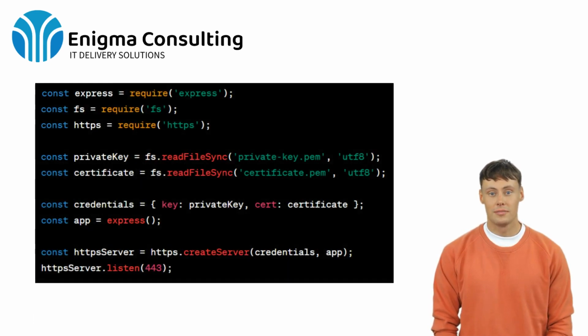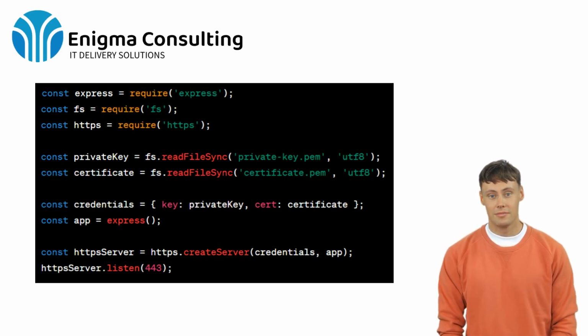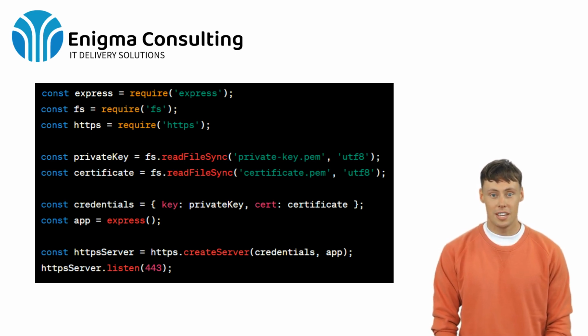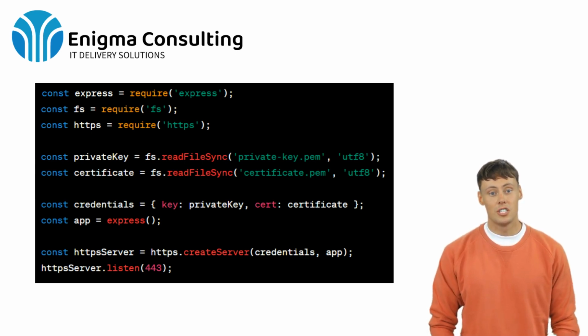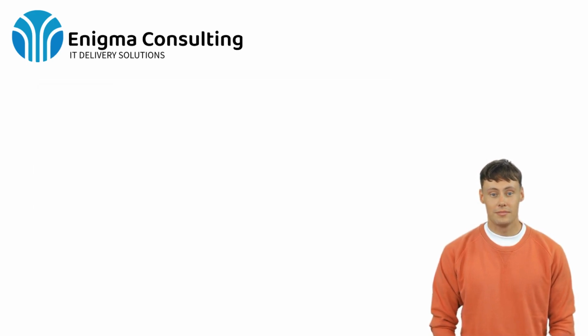Secure transmission. Use HTTPS to encrypt data transmitted between the client and server. Secure transmission ensures that sensitive data is protected in transit. Here, we're creating an HTTPS server in Express using a private key and certificate. This ensures that data transmitted between the client and server is encrypted.